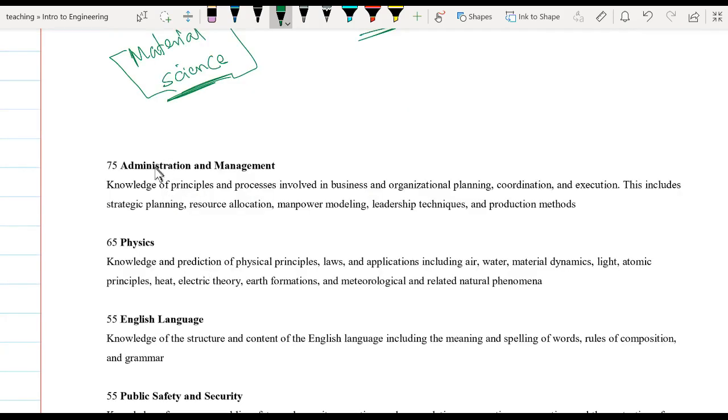You require some knowledge of administration and management. As an engineer, you're going to be working with people, and therefore you must understand that for you to develop anything, it requires some organizational planning, and even nobody works for free.